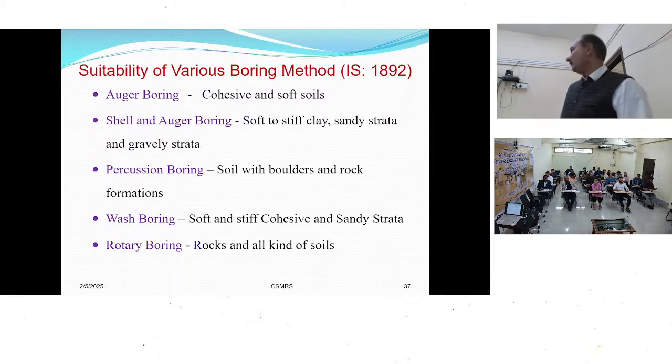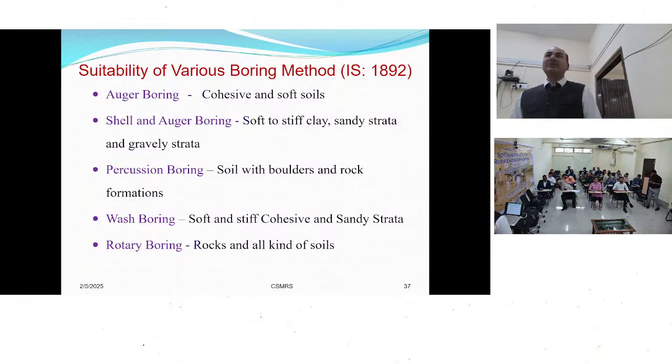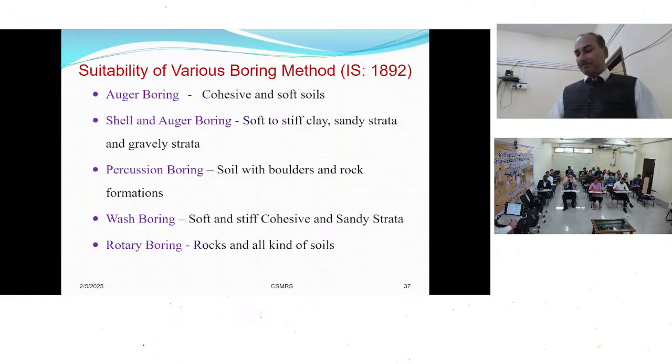Suitability of the various boring methods: IS code 1892 prescribes that in case of cohesive soil or soft soil, we use auger boring. In case of soft to stiff, sandy or gravelly strata, we use shell and auger boring. In case of boulders and rocks, we use percussion boring. In case of sandy strata, wash boring. But rotary boring is used in all kinds of strata.